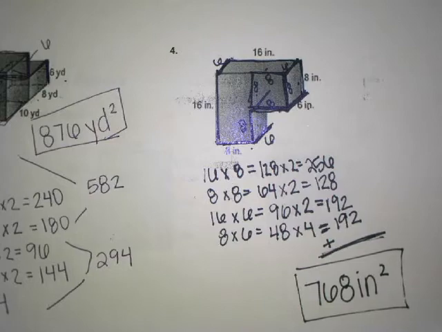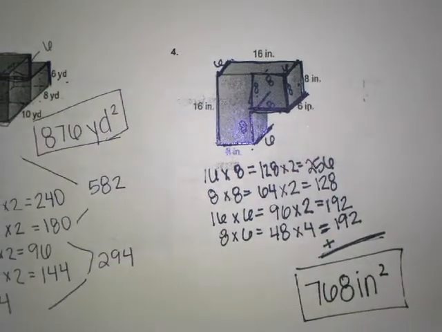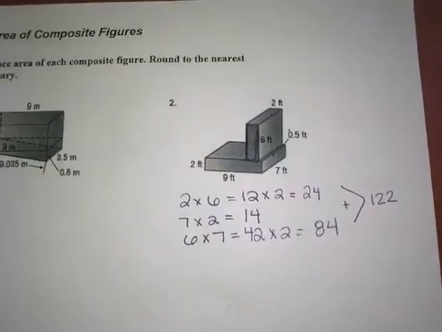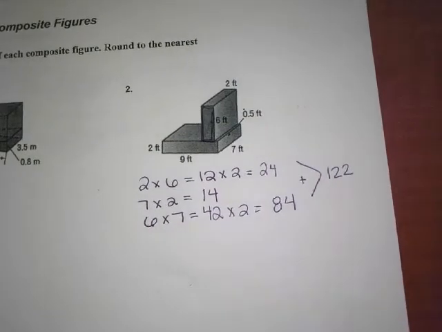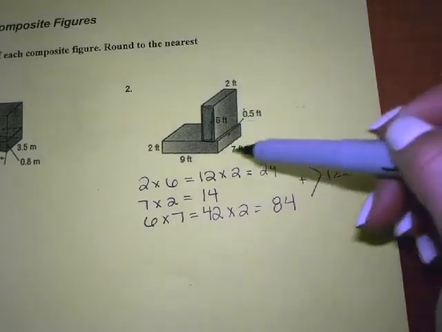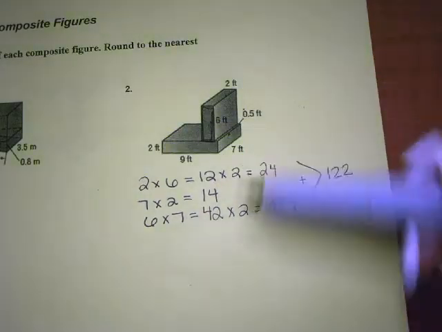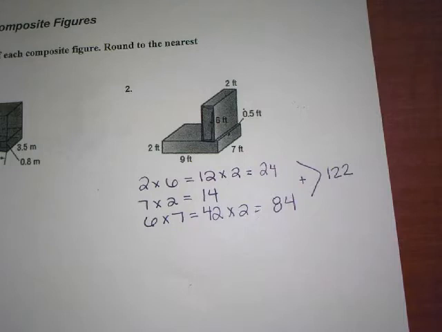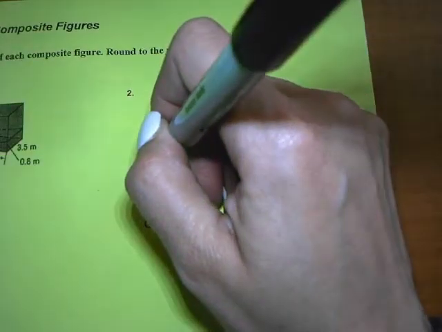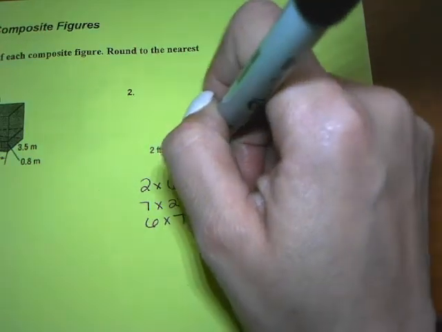Okay, we had started on number 2. So let's go finish number 2. Okay, we figured out the top one, correct, guys? Now we got to figure out the bottom one. Okay? Remember, go side by side by side. So I want this rectangle in the front. How do I find the area of this rectangle in the front?